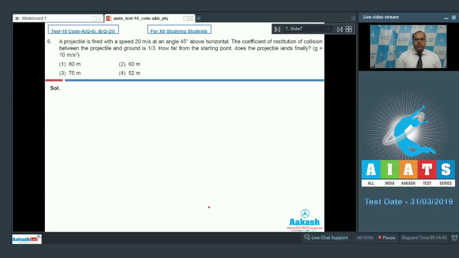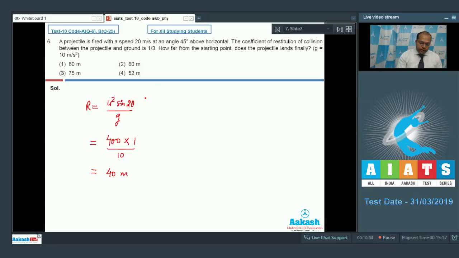We know that the range of the projectile on the ground is given as R = u² sin 2θ / g. So first of all, I have to calculate the value of R. The value of u is 20, so u² is 400. Angle is 45 degrees, so 2θ is 90 degrees. So sin 90 degrees is 1, divided by the value of g, which is 10. So it comes out to be 40 meters.